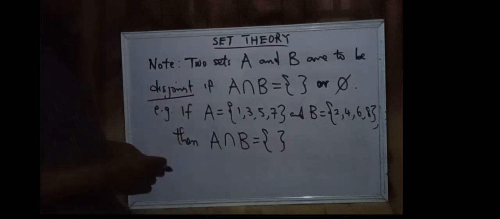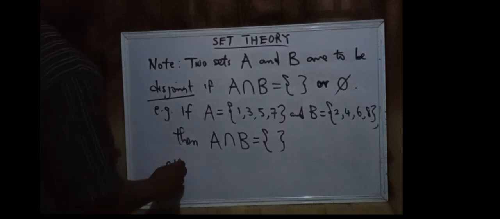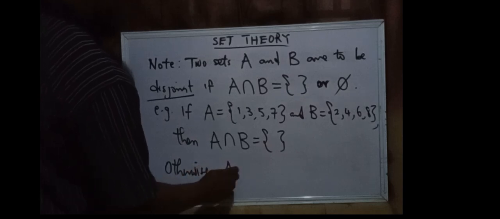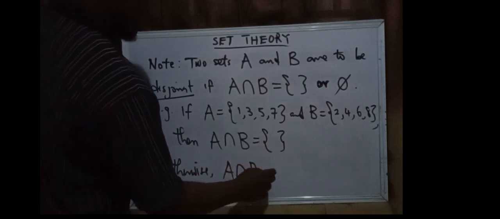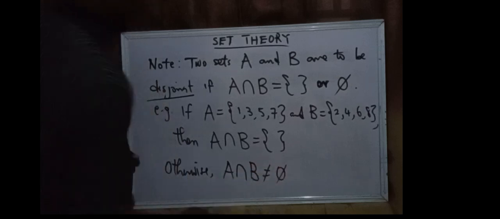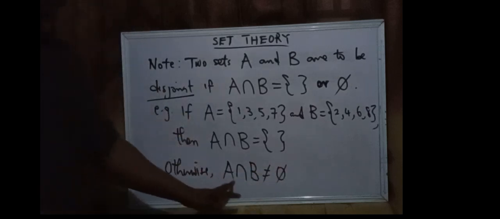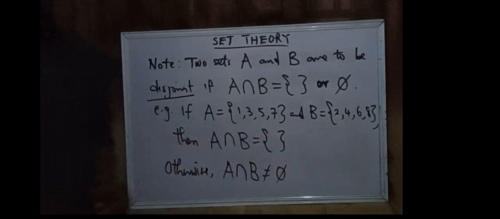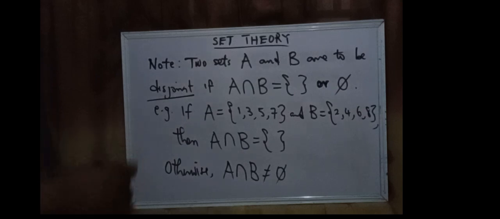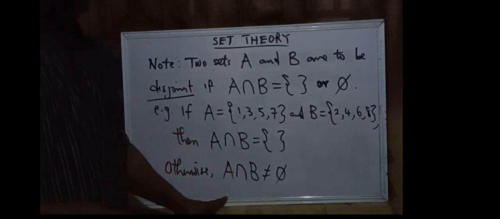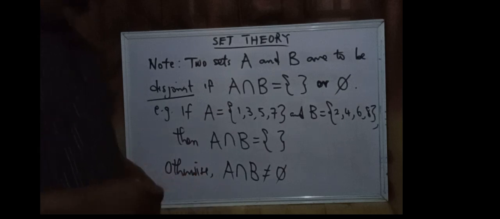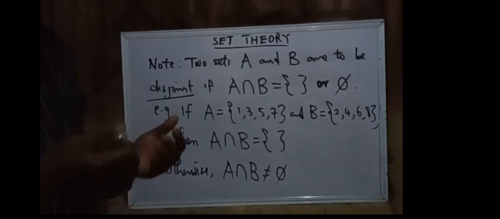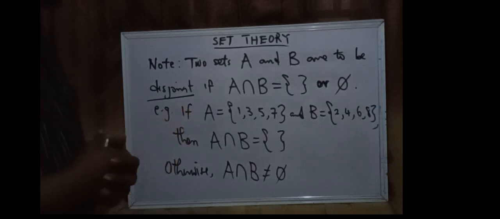They are disjoint. Otherwise, if they are not disjoint, we say A intersection B is not equal to the empty set, or A intersection B is non-empty. Like the first example, it satisfies this condition. Now let us see, from the special numbers, the intersection of two special numbers.